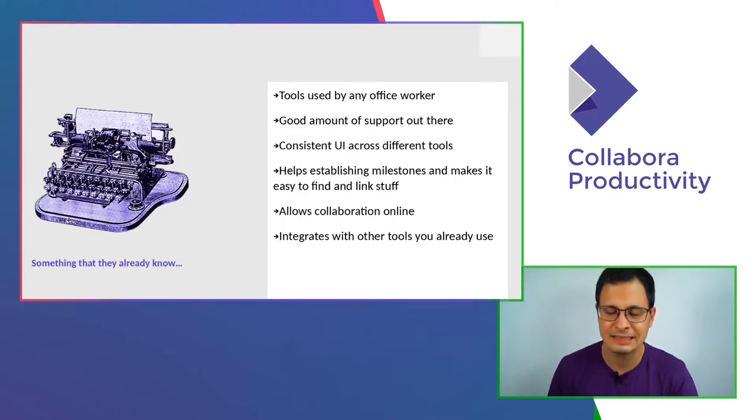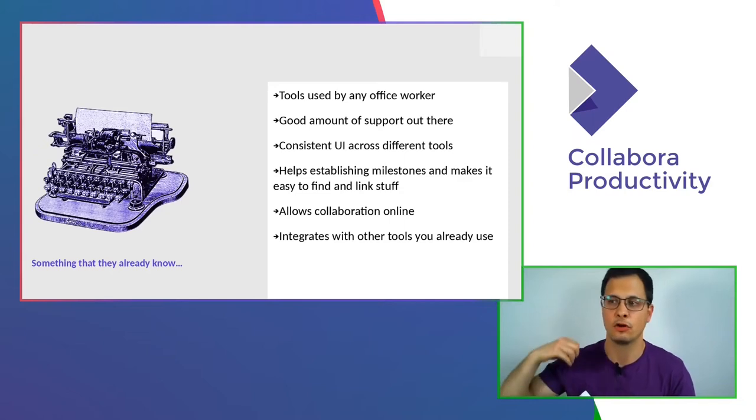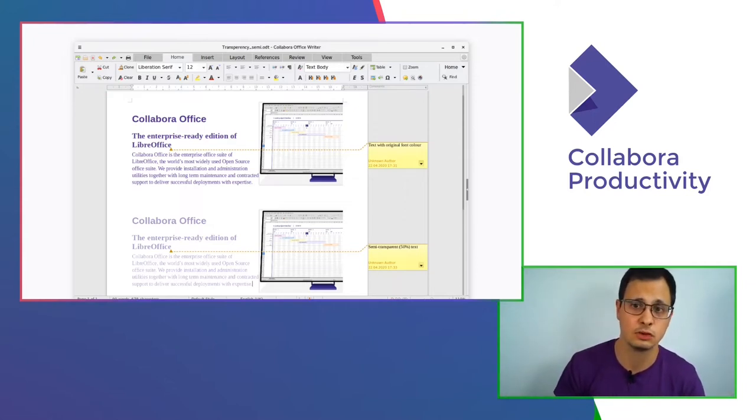So basically something that they already know, or something similar to something they already know, but that has all these extra benefits from online collaborative editing and iteration. And I think this is a very good argument to make for using office tools as a bridge between team members, instead of just relying on poor communication in different communication channels, and instead utilizing the office suite.